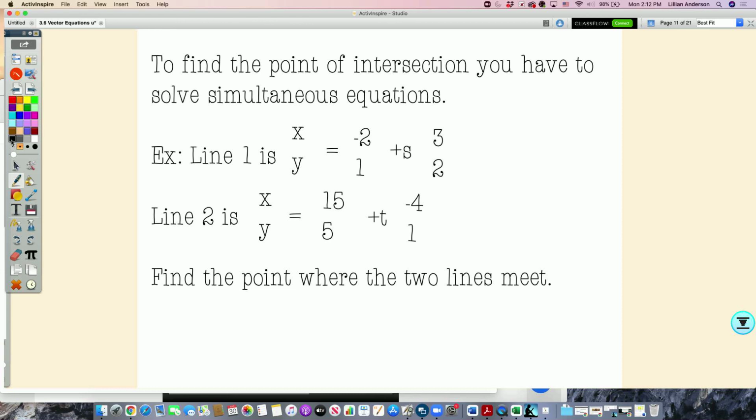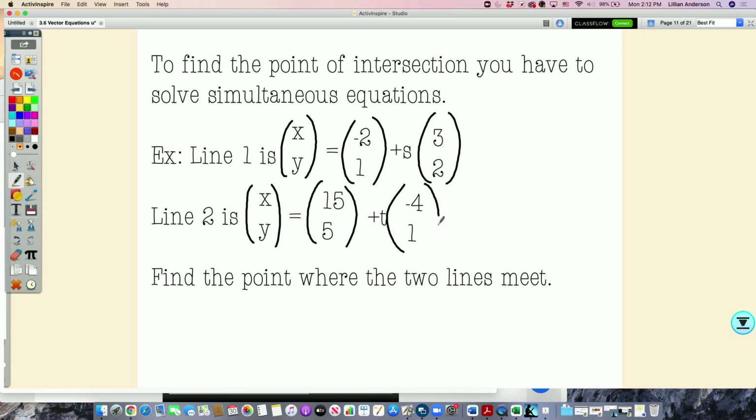So, we have to add in our vector pieces. L1 is (x, y) = (-2, 1) + s(3, 2). Line 2 is (x, y) = (15, 5) + t(-4, 1). Find the point where the two lines meet. Already we can see by looking at their direction vectors that they're not parallel. One is (3, 2), the other one is (-4, 1). They are not scalar multiples of each other, so we know automatically they're not parallel. Also it says find the point where they meet, so we know they're intersecting. How do we find the point where they intersect?